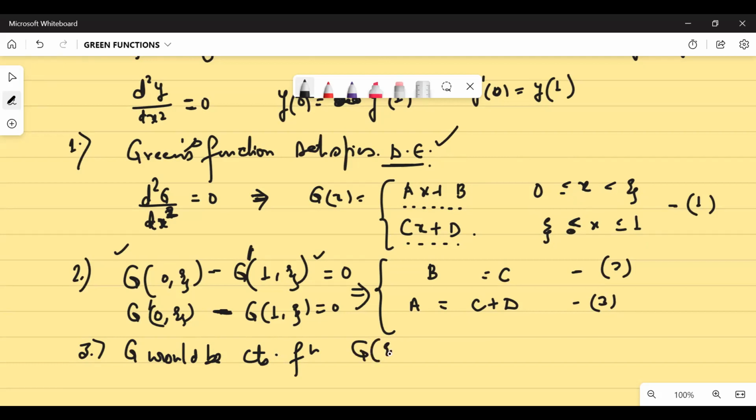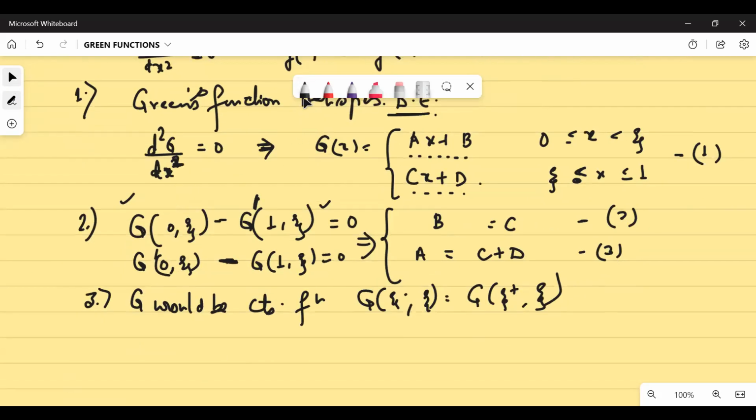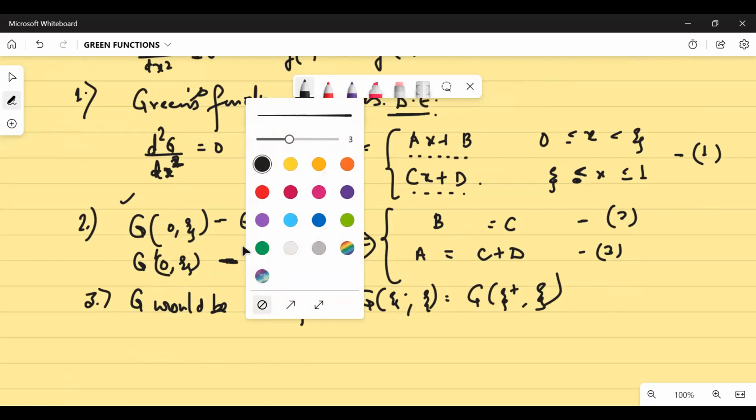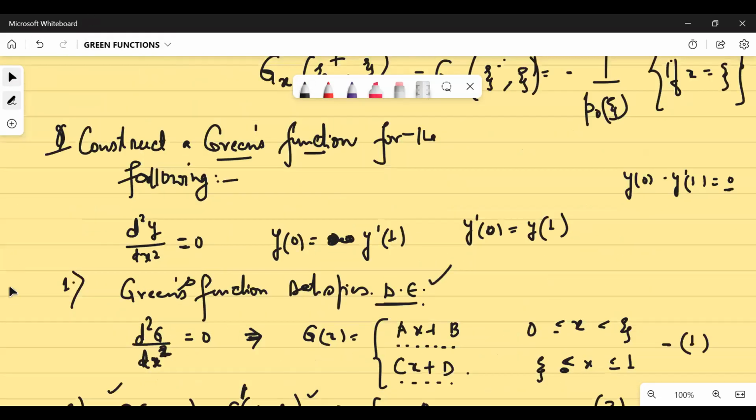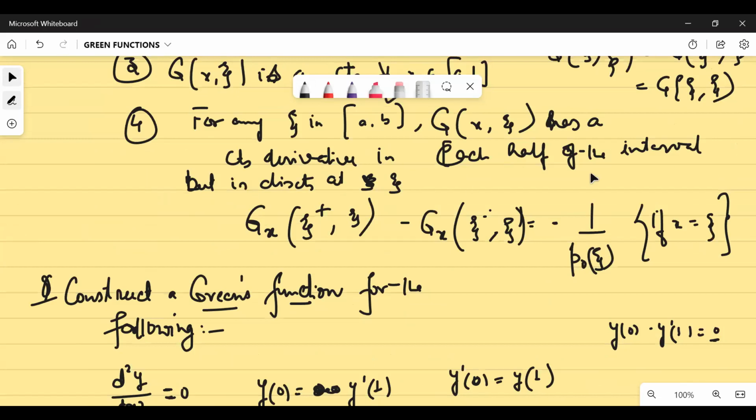So I would write g(zeta minus, zeta) should be equal to g(zeta plus, zeta). So g would be a continuous function at zeta. It will give me a zeta plus b should be equal to c zeta plus d. So this is your fourth condition. Is that clear?